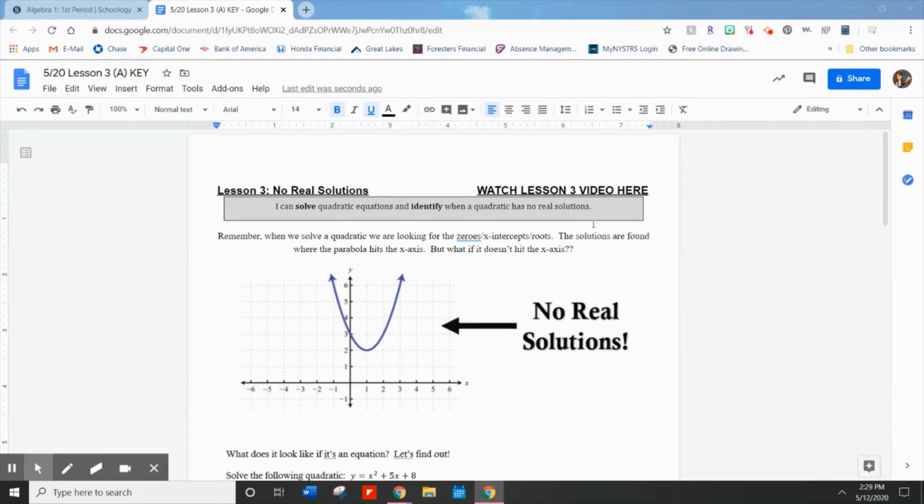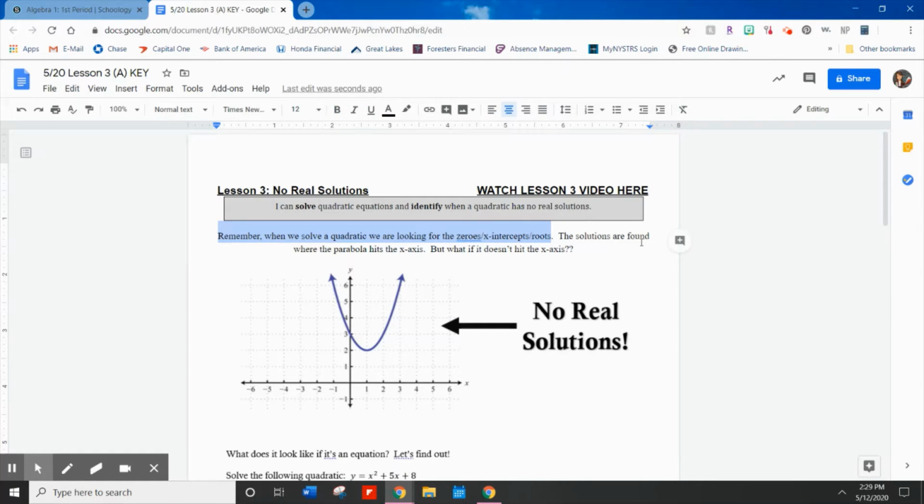Okay, looking at our notes for lesson 3, our lesson today is no real solutions. Learning target is I can solve quadratic equations and identify when a quadratic has no real solutions. So when we solve quadratics, we know that it means we're looking at our x-axis where a parabola intersects the x-axis. Well, sometimes that doesn't always happen. So again, remember when we solve quadratics, we are looking for the zeros or x-intercepts or roots. All of those mean the same thing.